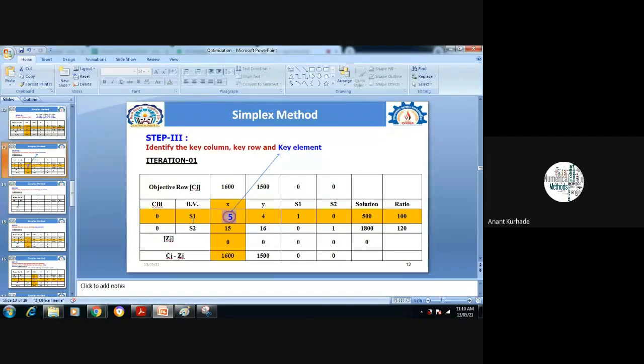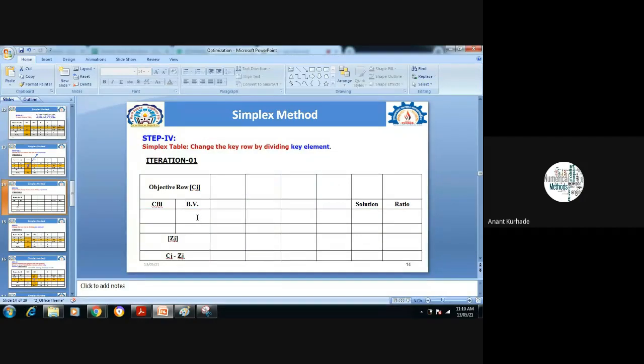Leaving means L-E-A-V-I-N-G, not L-I. So you have to find the entering variable and leaving variable for the first iteration, for the next simplex table. Now see here, this key column: in the key column we have variable X, and in the key row we have slack variable S1. So while writing the table for the first iteration, I will put here as it is. Say this is X, X1, S1, S2.